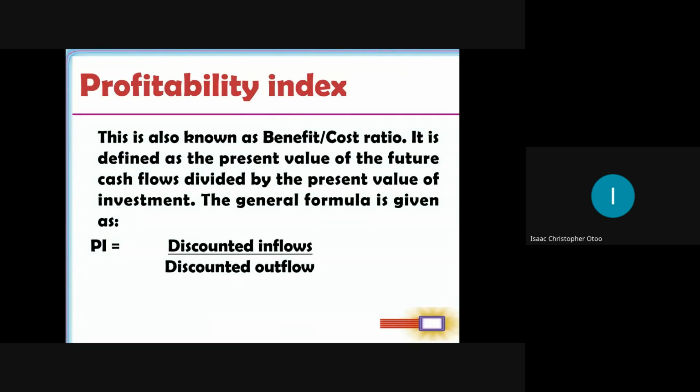Profitability index. It is also known as cost and benefit analysis or ratio. So it is defined as the present value of the future cash flows divided by the present value of investment.